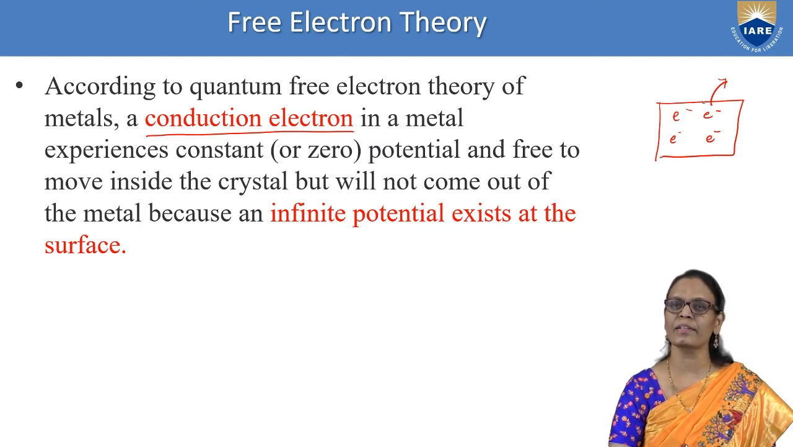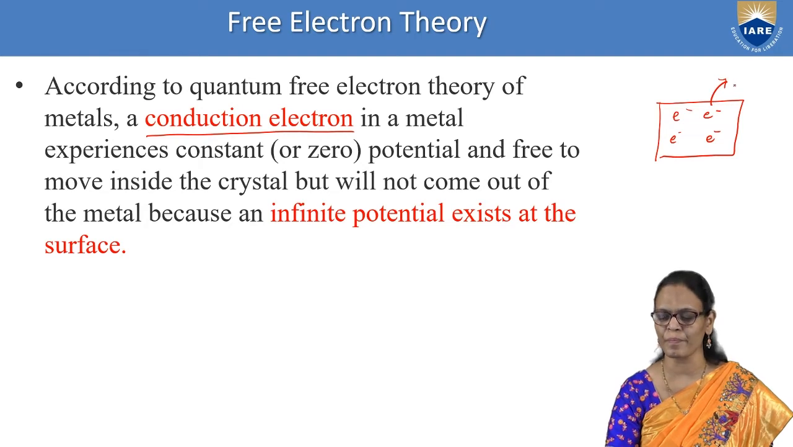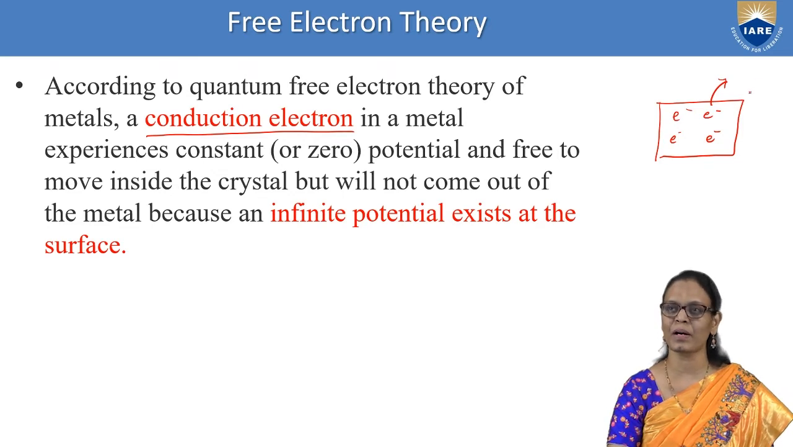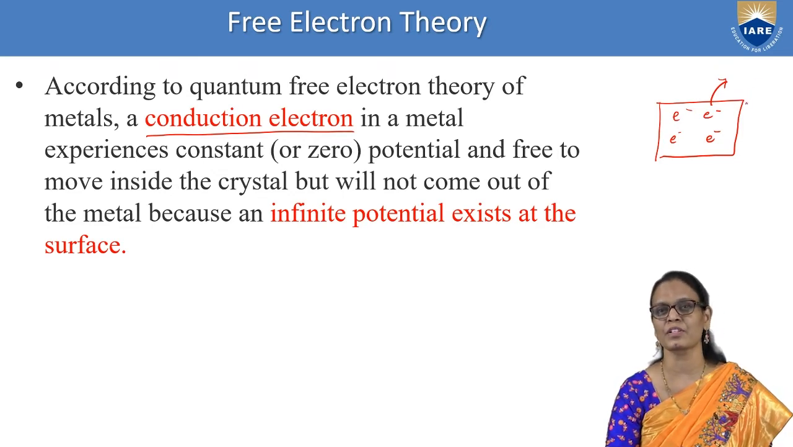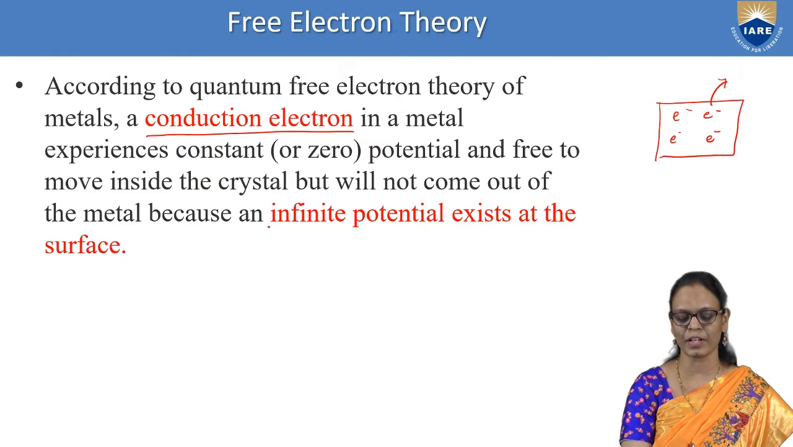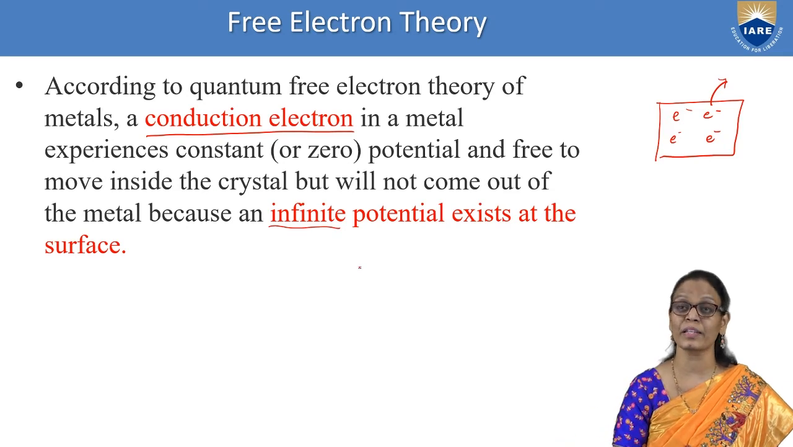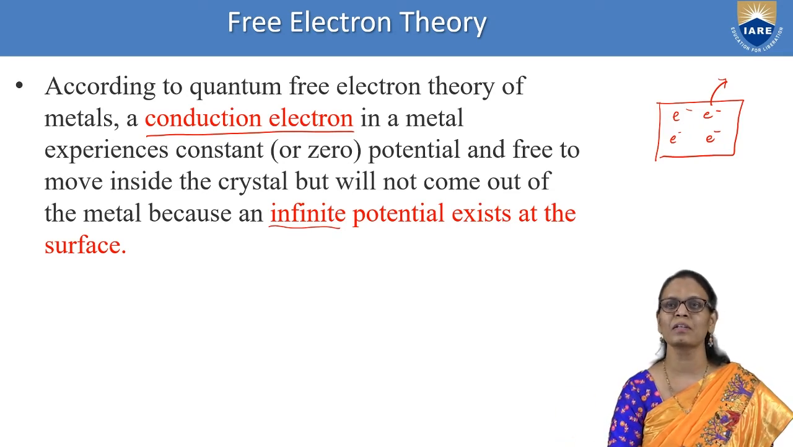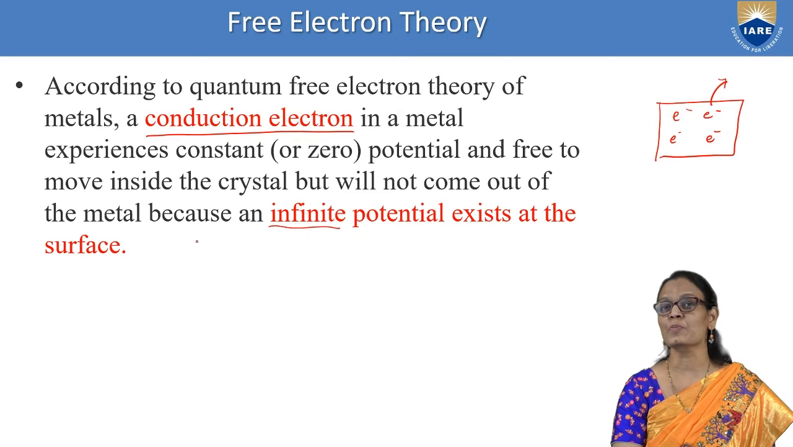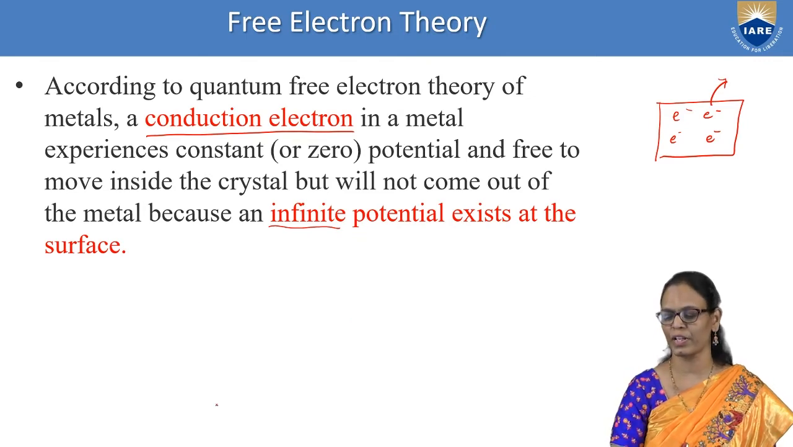And how will these electrons overcome the infinite potential that exists at the surface? When I am talking about electrons not being able to come out, it means there exists a potential, and this potential is infinite, huge. Only when the electrons can overcome that will they be made free, and only then can they participate in conduction. That was the explanation given by quantum free electron theory.